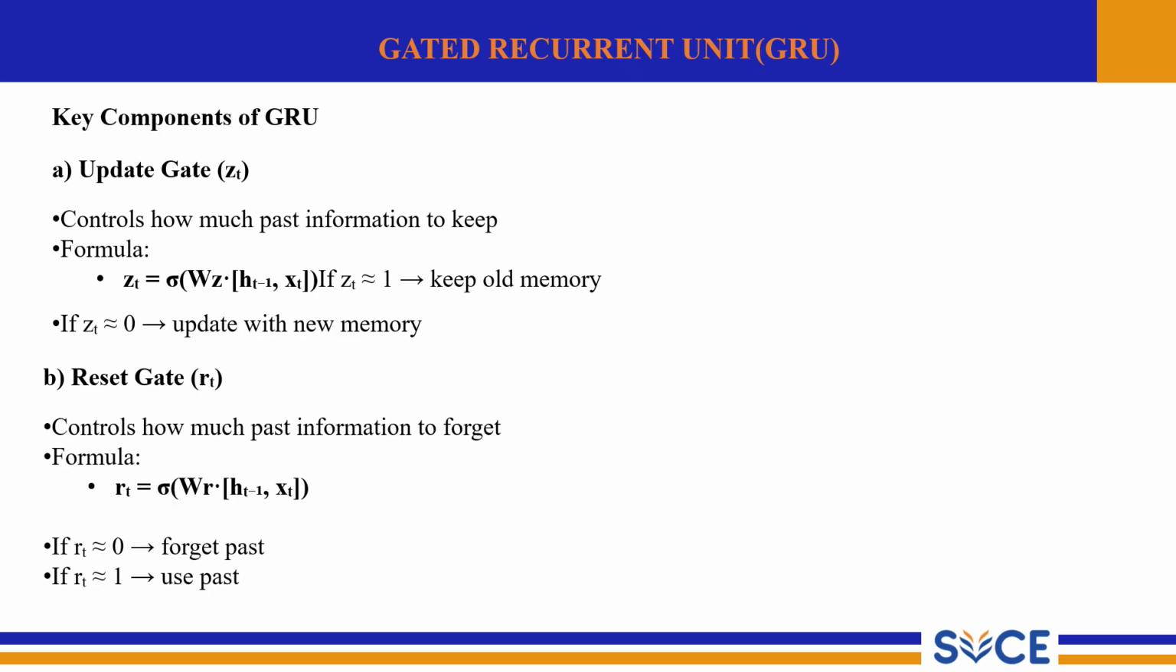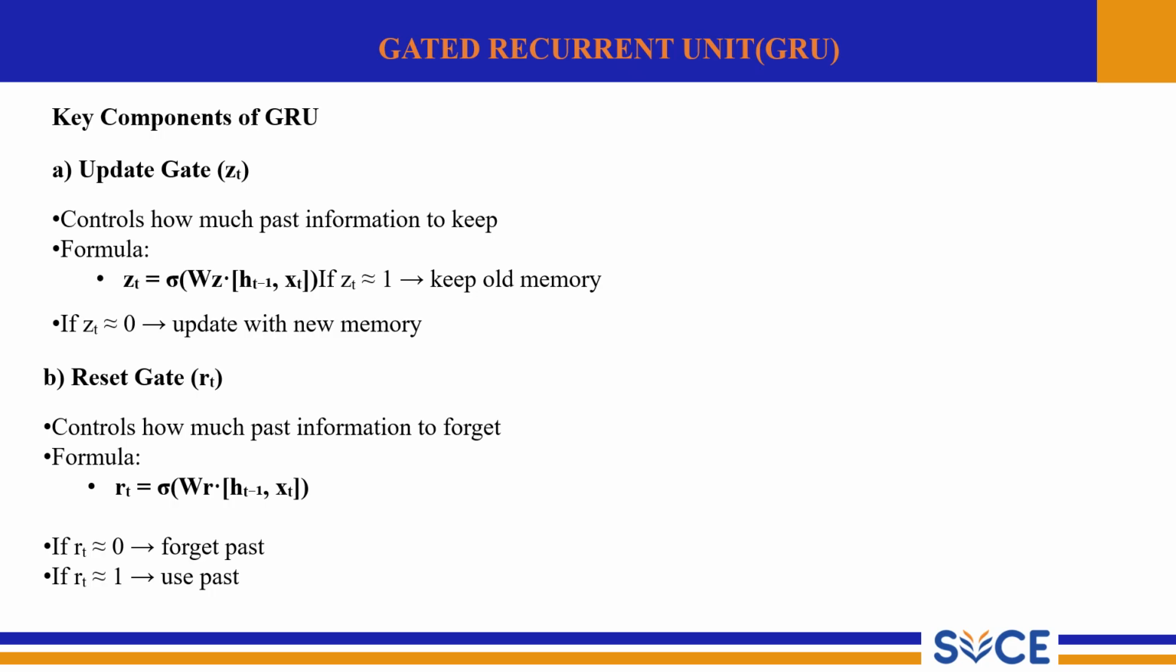First one is the update gate. The update gate and the reset gate, these two gates control how information flows through time in GRU and make it powerful for sequence modeling. The update gate is responsible for deciding how much past information should be carried forward to the current state, and it controls the balance between keeping the old memory and adding new information.